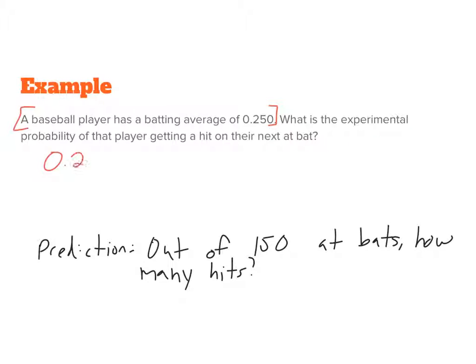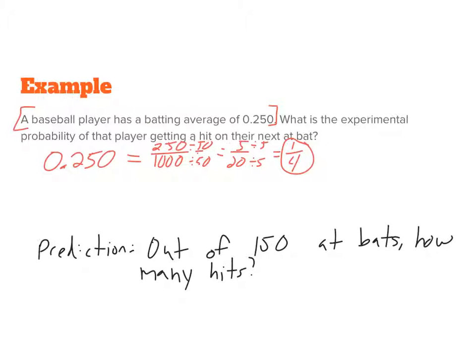So if we start at .250, that's a decimal. We want to turn that into a fraction. 0.250 turns into 250 over 1,000. We can take a 50 out of both, so divide both by 50. And we're going to get 5 over 20. We can take another 5 out of there, giving us 1 over 4. So the probability that the player gets a hit on their next at-bat is 1/4.